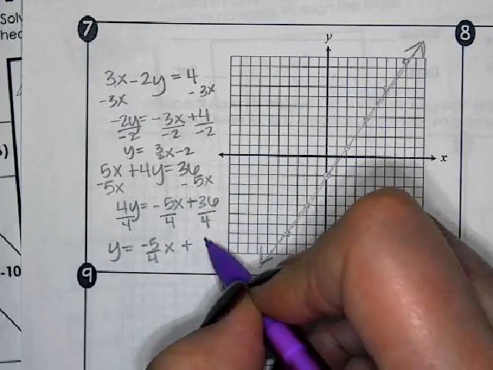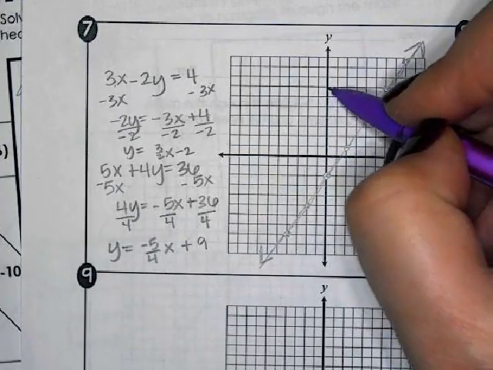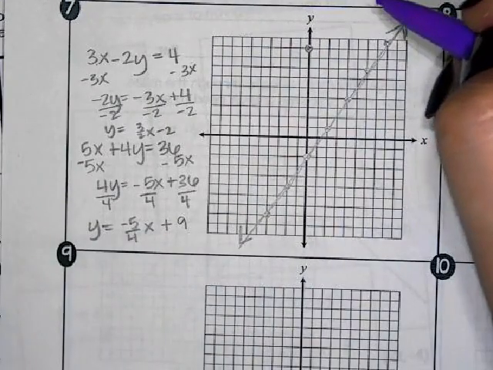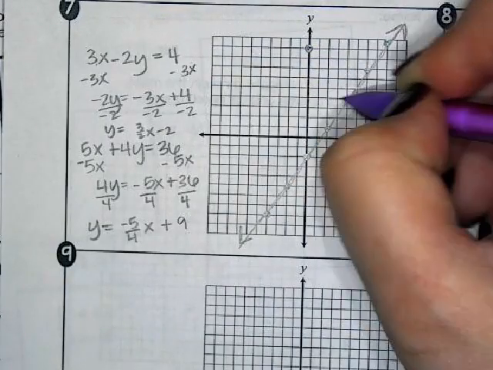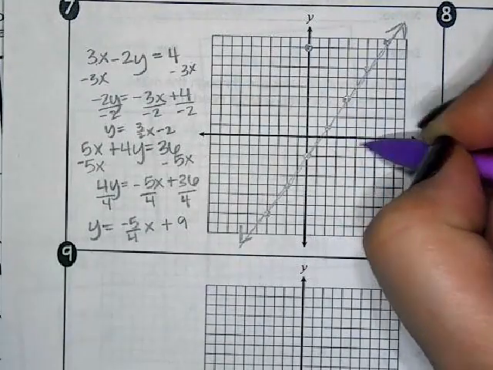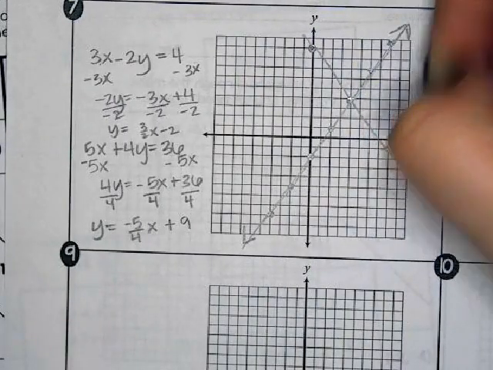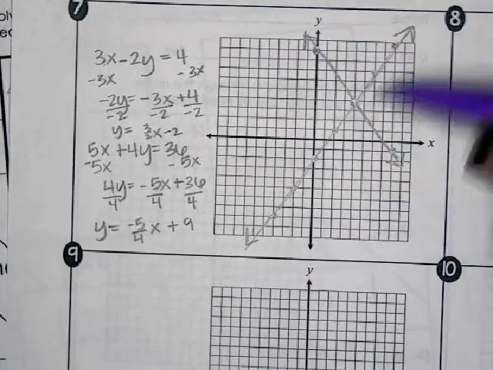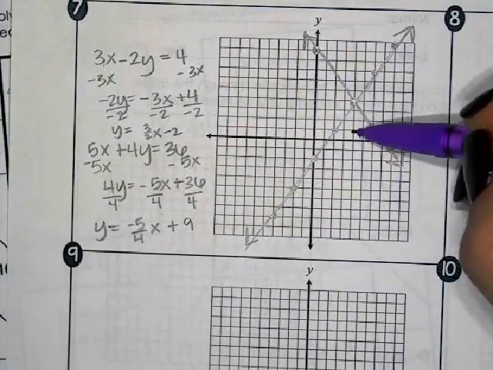9. Perfect. So we're going to start 1, 2, 3, 4, 5, 6, 7, 8, 9. Okay, so it goes up to 10. That's good to know. Okay, so start at 9. And then we're going to go down 1, 2, 3, 4, 5, and over 4. 1, 2, 3, 4, 5, over 1, 2, 3, 4. So it crosses, is that at 4, 4? So it crosses at 4, 4.